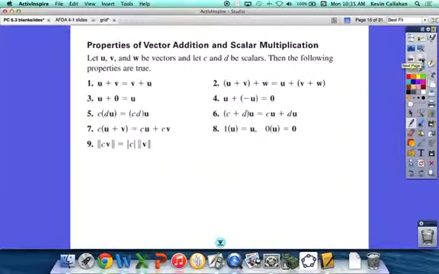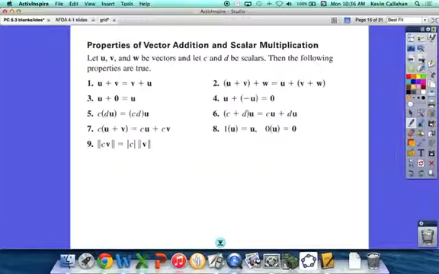Now, these are the properties of vector addition, scalar multiplication. Most of them should look familiar with things that you've done in the past, like if you change the order of the addition, it doesn't matter. What do we call that property? Commutative, right? And if you add the 0 vector to any vector, you'll get the same vector. What was that? Identity, right? So it'd be like an identity vector for vector addition.